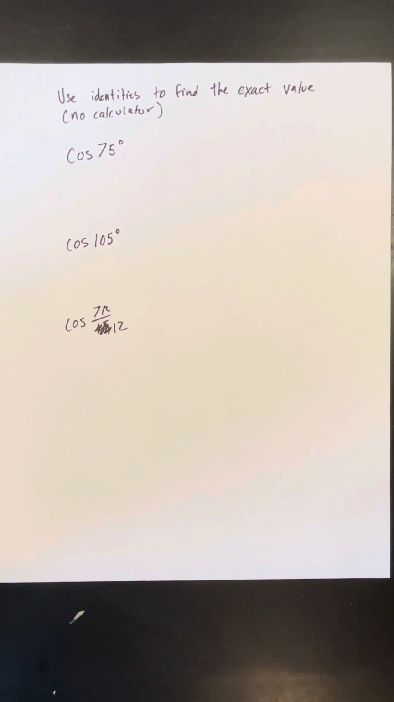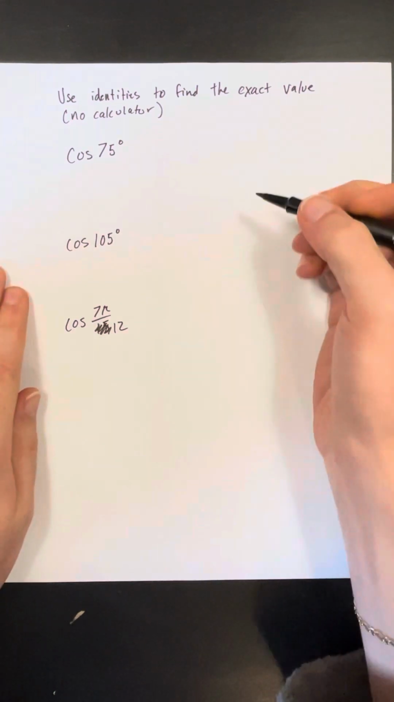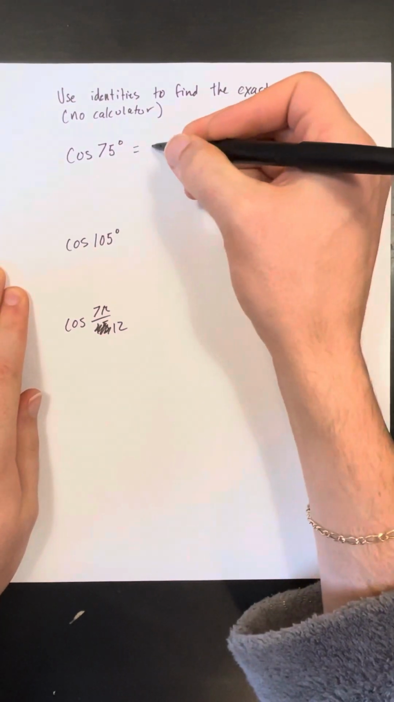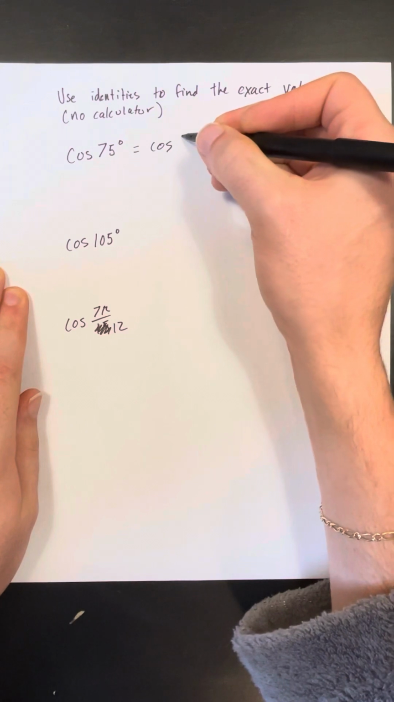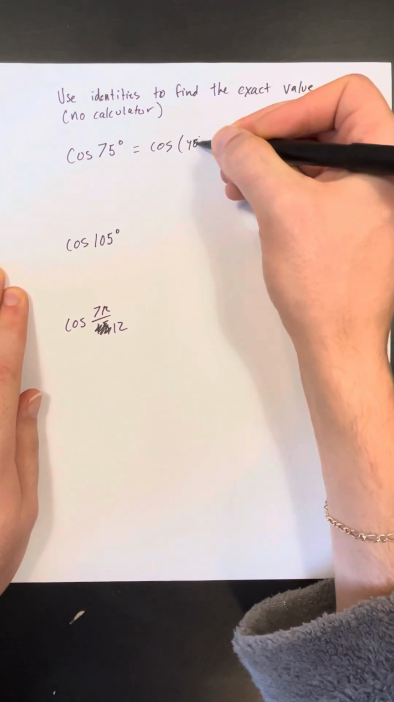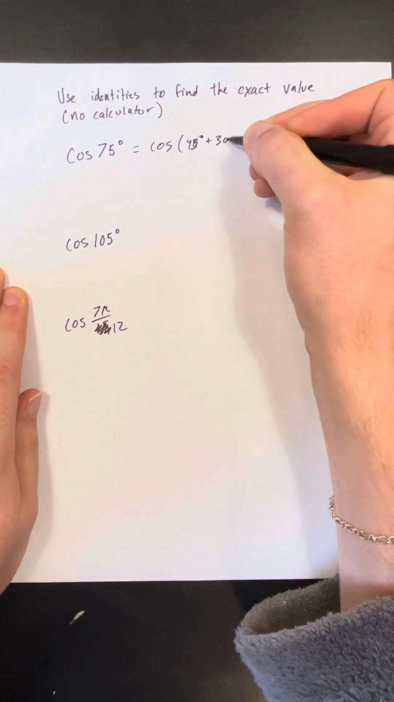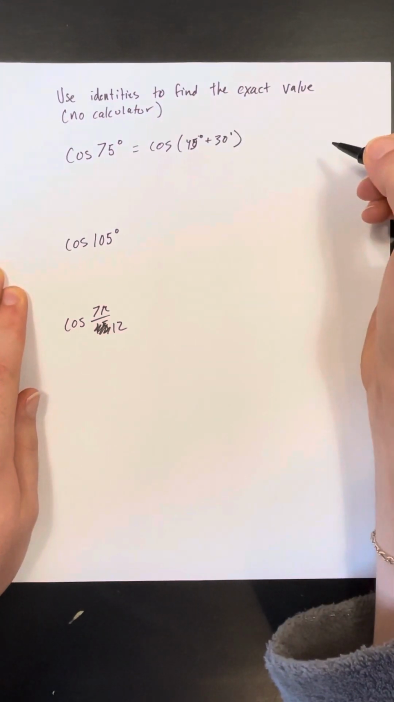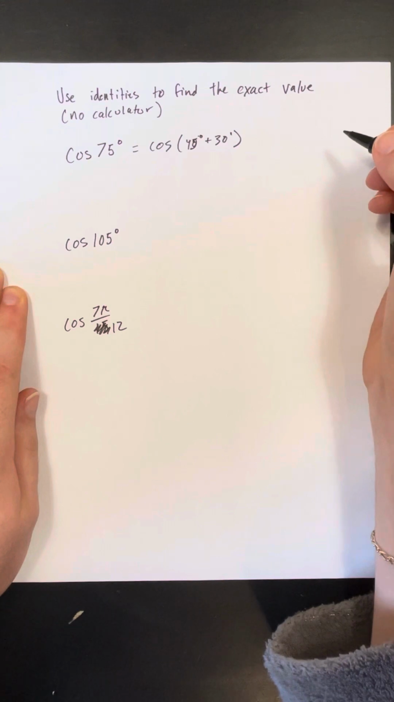Use identities to find the exact value. No calculator. All right, so with these, we're going to have to know the unit circle and some trig identities. So for the first one, it's easy to break this apart. 45 degrees plus 30 degrees, because those are on the unit circle.